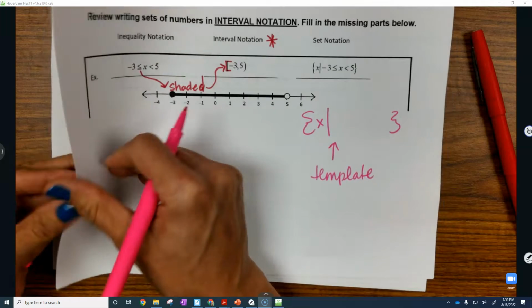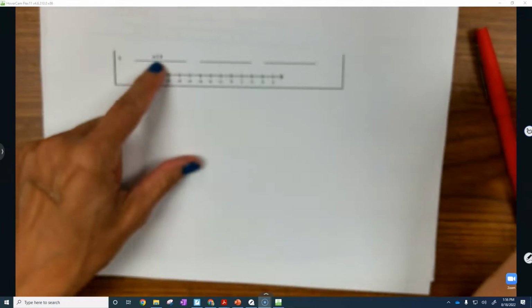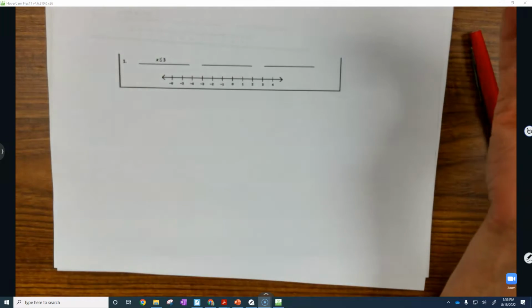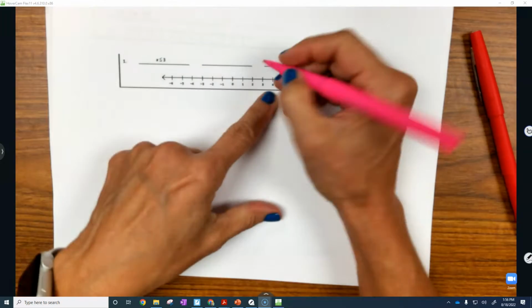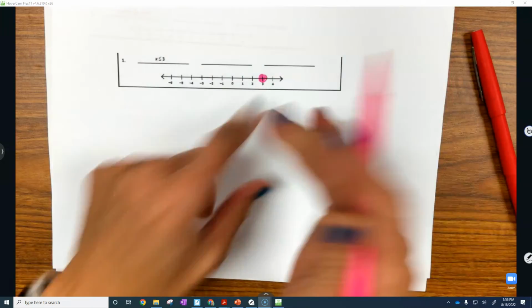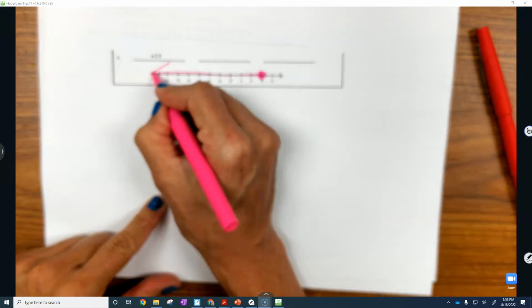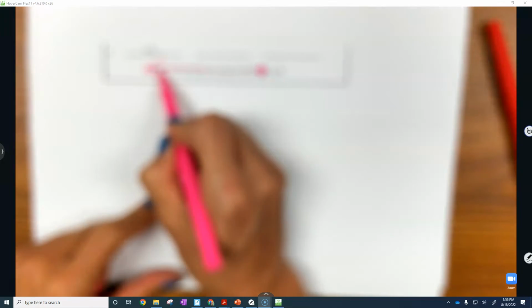So for this first example, we just have x is less than or equal to 3. So I'm going to draw the number line first. I'm going to draw a closed circle on 3, and if the x's are less than, we are shading all the way down, including the arrow. So that's what the shading is going to look like.